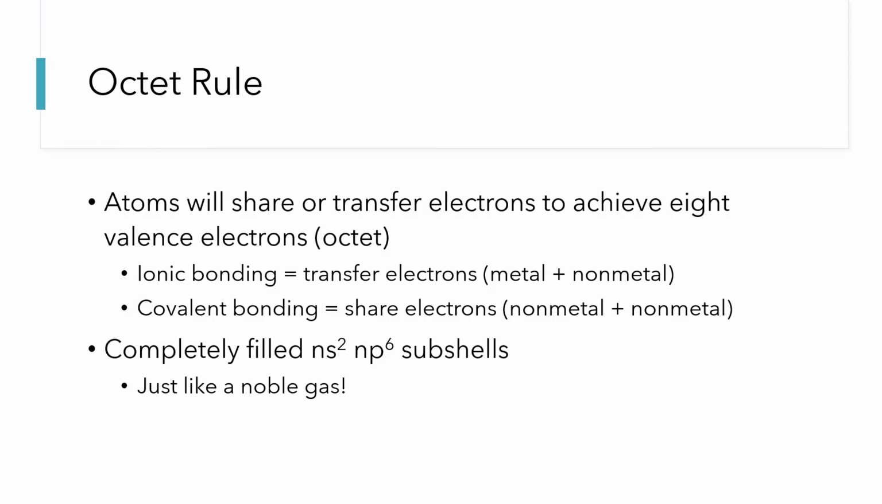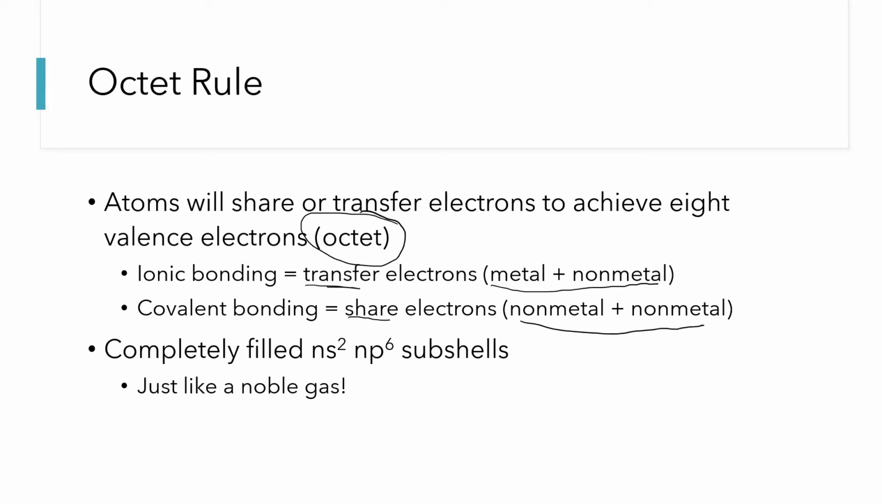A general rule that we have for making predictions about bonding is known as the Octet Rule, and it says that atoms will share or transfer electrons to achieve 8 valence electrons, which are referred to as being an octet. Ionic bonding happens when they transfer the electrons, and that's what occurs between a metal and a nonmetal, whereas covalent bonding is what happens when electrons are shared, and that usually happens between a nonmetal and another nonmetal.